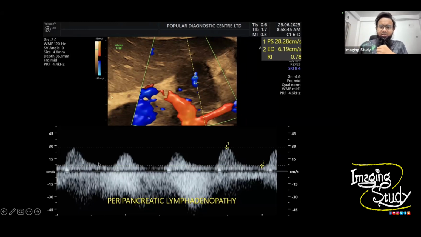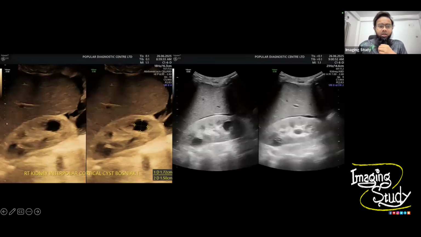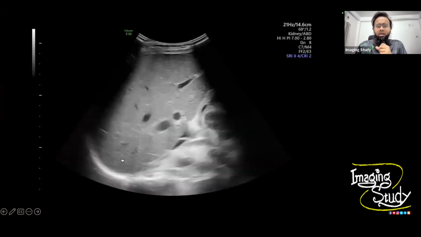Okay, ignore that. Let's not ignore that. So let's look at other views. The liver was enlarged. You can see the kidney is quite echogenic. Liver is 18.1 centimeter. There is no fatty change here. We tried to search for any tiny lesions within the liver, even with a high frequency transducer, there were no internal lesions. Now, if you look at the kidney, it is echogenic. You can see multiple tiny cortical cysts over here.